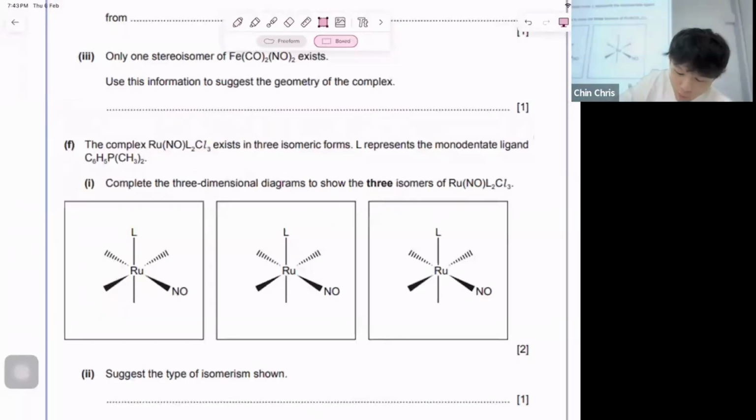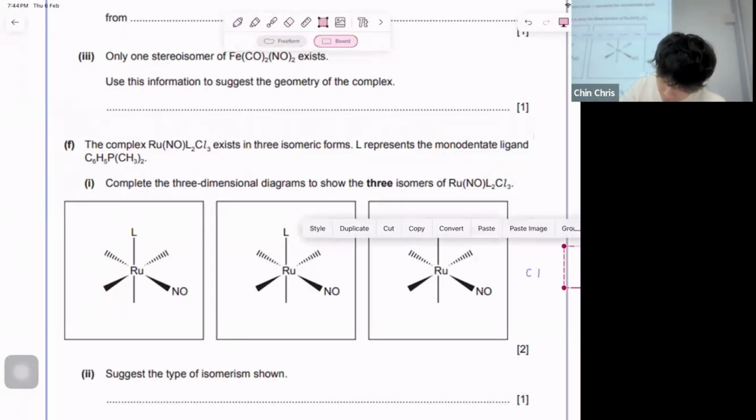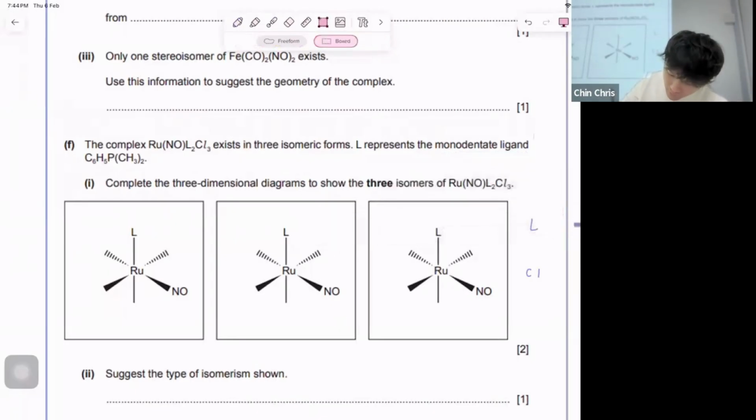Okay, so guys, L represent monodentate. Okay, so what is NO? NO is also a monodentate. So basically, you have L2Cl3. Oh, sorry, you still have one more L and three more Cl. Let's go. So you have L, Cl, Cl. 1, 2, 3, 4. My bad. So they are pretty nice to you already. They already put the NO for you. They already fixed the position of NO.